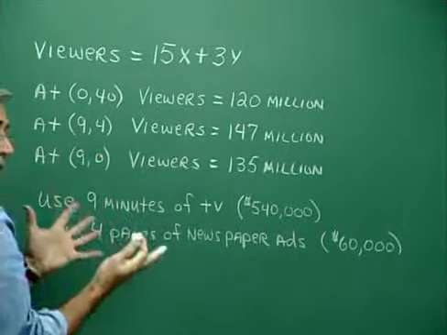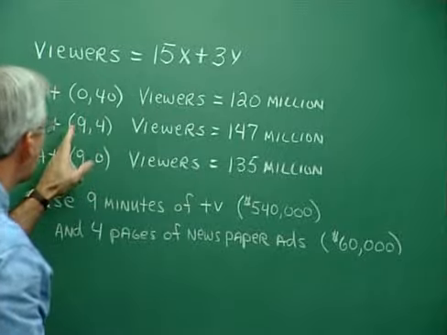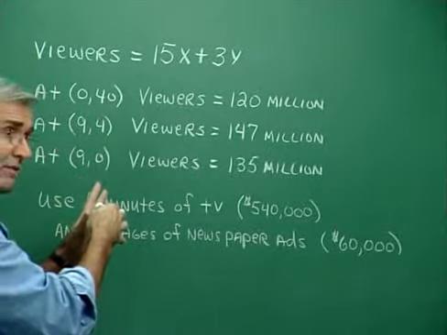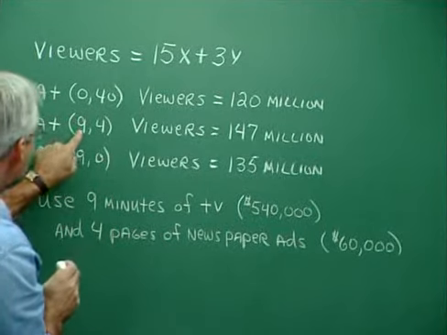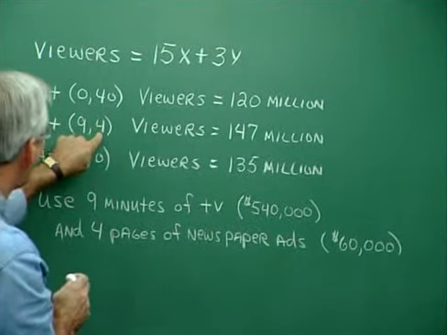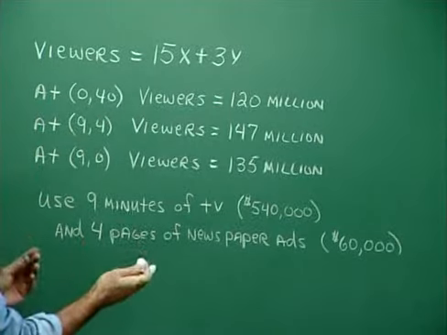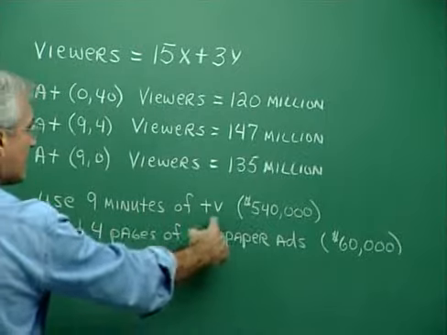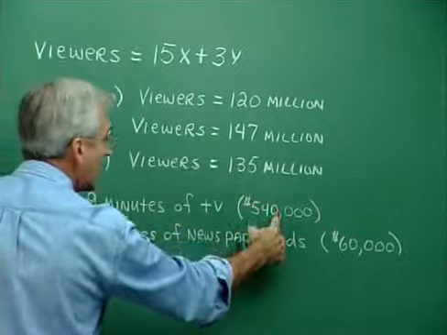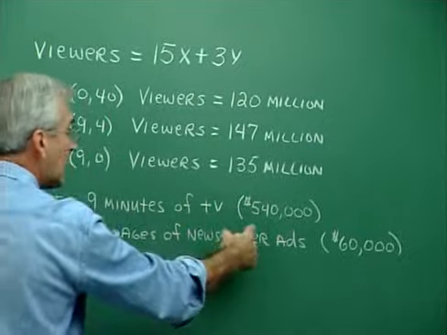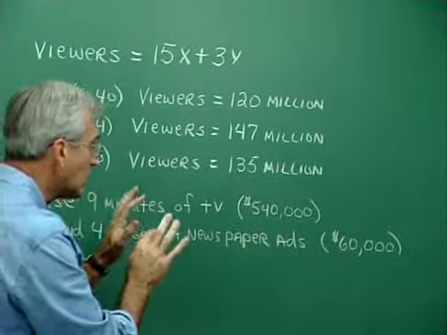Now we need to interpret this though. What does (9, 4) mean? Well, 9 and 4, the xy pair, had to do with the number of minutes of TV ad time and the number of pages of newspaper ads. So we have 9 minutes of TV and 4 pages of newspaper ads. And another way to interpret it would be in terms of money. So we could either say, let's use 9 minutes of TV time and 4 pages of newspaper ads, or let's spend $540,000 on TV and $60,000 on newspaper, and we meet all of the constraints for this ad campaign.